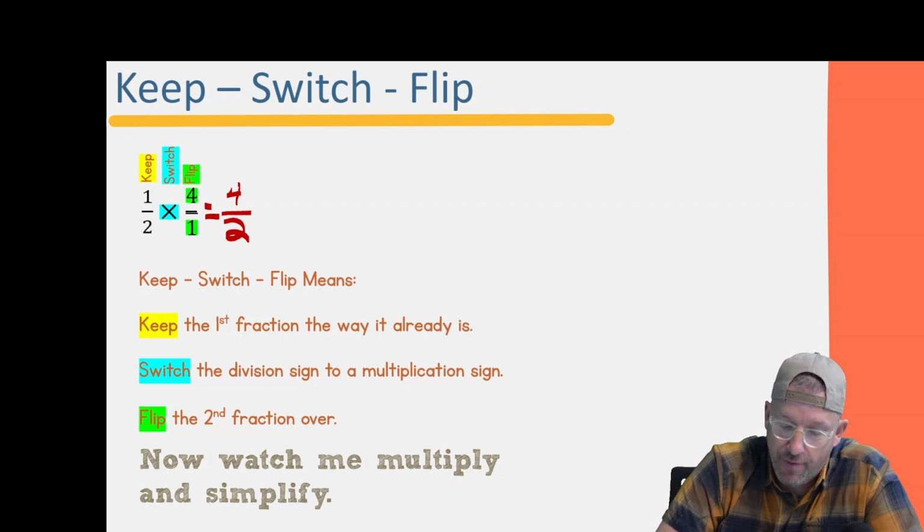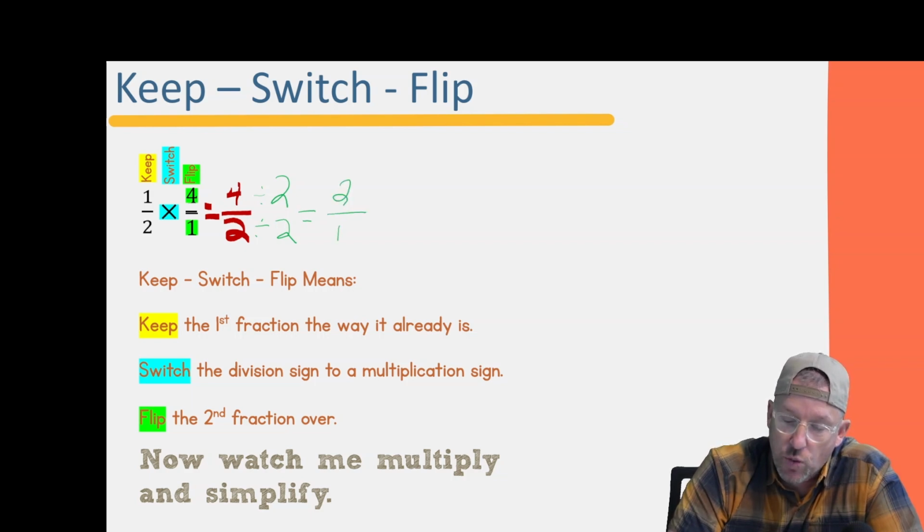I'm going to do it that way this time, just for the fun of it, to see if you guys love it like I do. What number goes into 4 and 2? Well, 2 does. So we're going to divide the top and the bottom by 2. What is 4 divided by 2? It is 2. What is 2 divided by 2? That is 1. What is 2 over 1? That's just the same thing as 2 wholes.